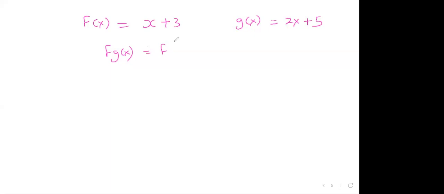You are getting 8 plus 2x. Okay. Hope this is how you have done it. You have said f, and your g of x is 2x plus 5. So you come into f, where there is x, you put the whole of this. So I'll have 2x plus 5, then plus 3, which gives you 2x plus 8.